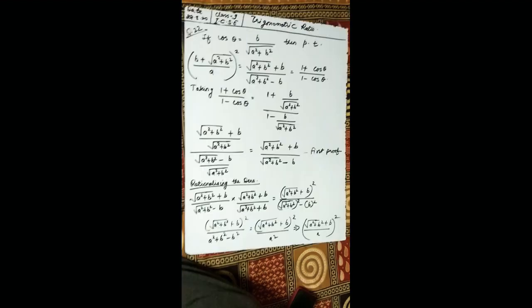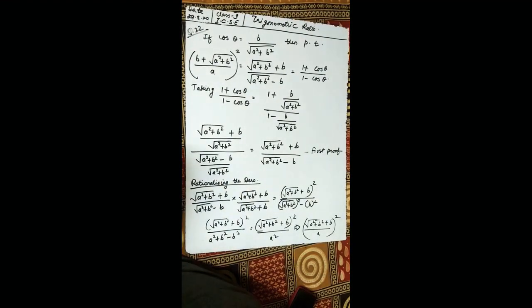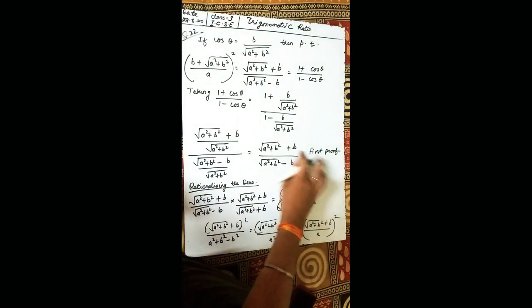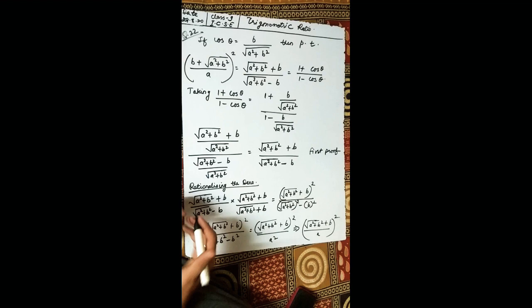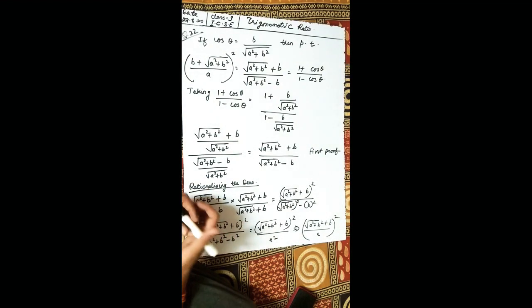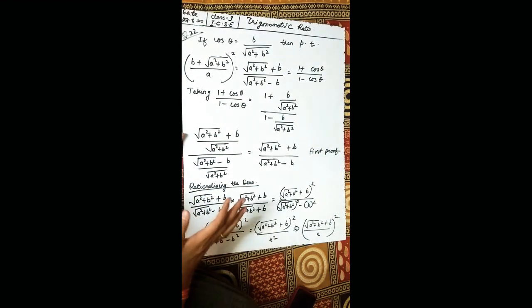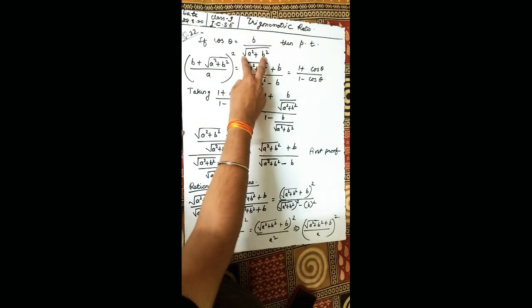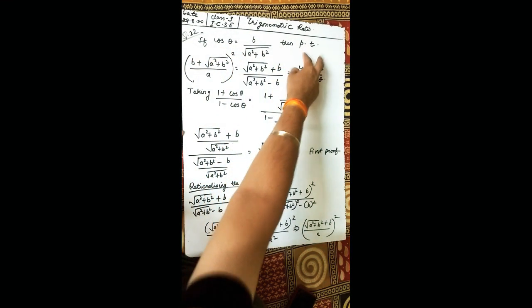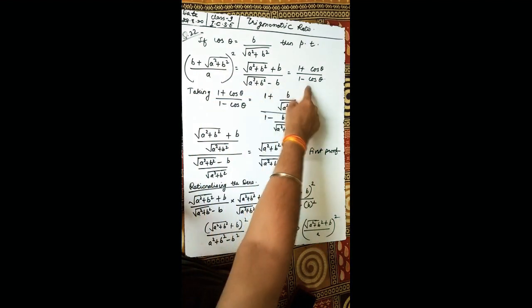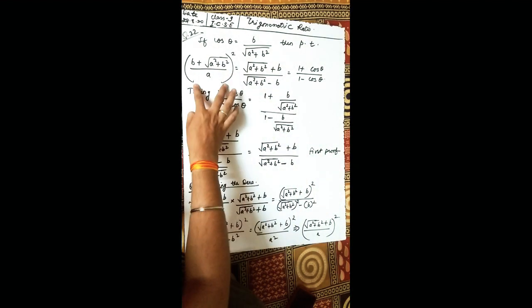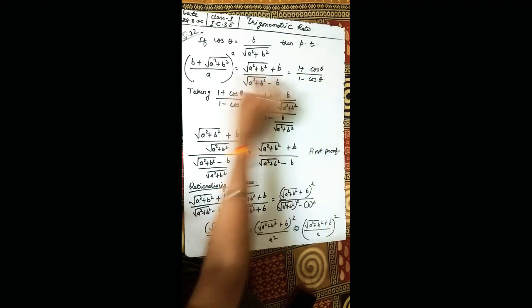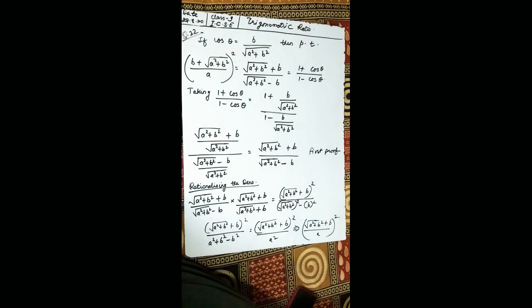Okay, let us understand the 22nd question, which is a very typical one. Typical algebra, which you need to understand, which is very good for you. So if cos theta is equal to b upon under root a square plus b square, then prove that. We need to prove three things here. This is equal to this is equal to this. These three things we need to equalize.